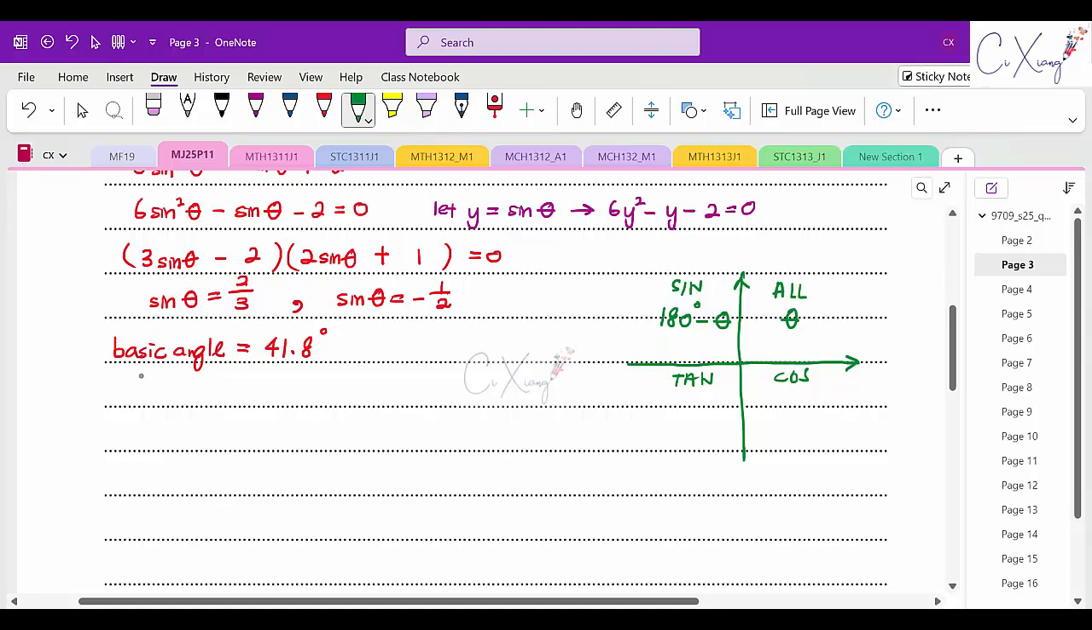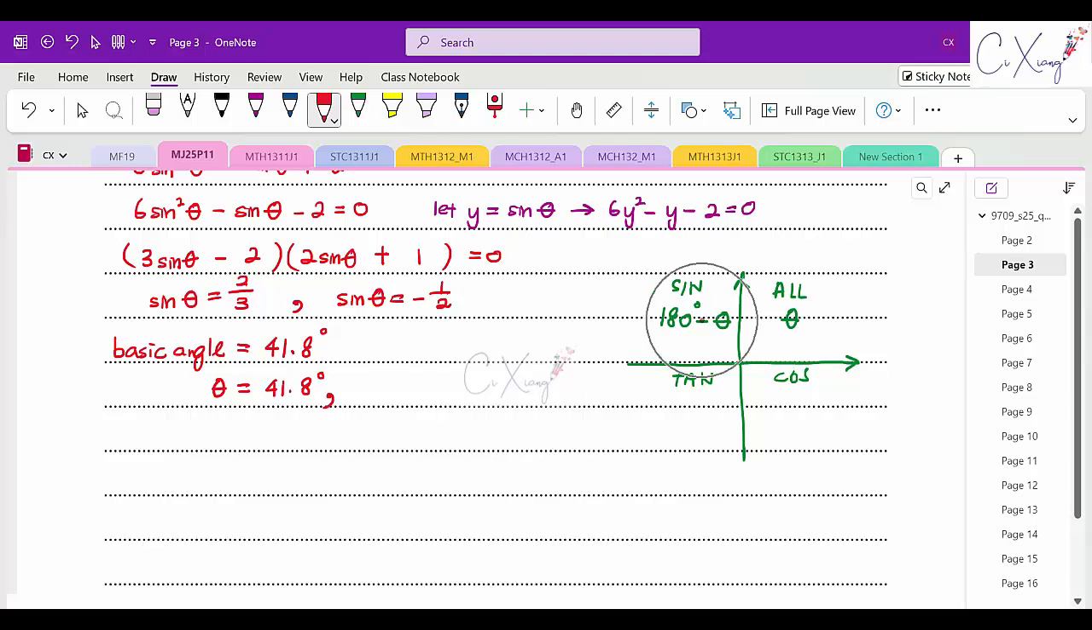Okay, I'm having basic angle 41.8. Right? And then after that, how can I get theta? To get theta, I need to go through the quadrant. For the first quadrant, we are looking for sine, with a positive value right here, right? Sine positive 2 over 3. In the first quadrant, is sine positive? Yes. So that means the answer from this quadrant should be 41.8, which is the basic angle. Theta equals the basic angle, yeah?